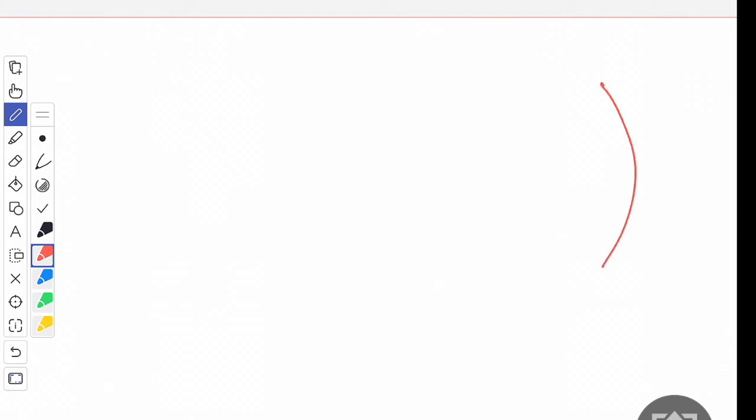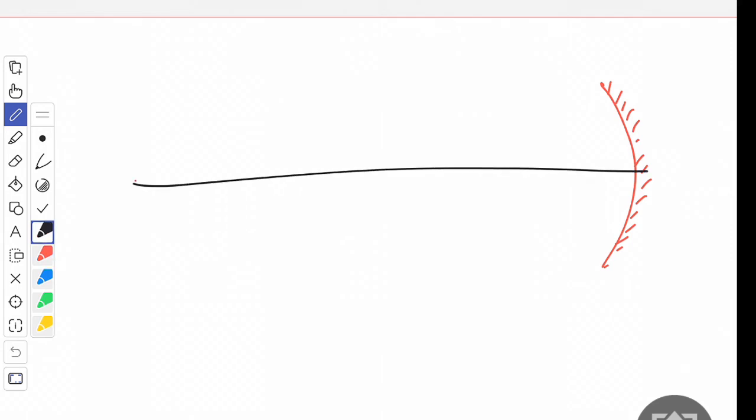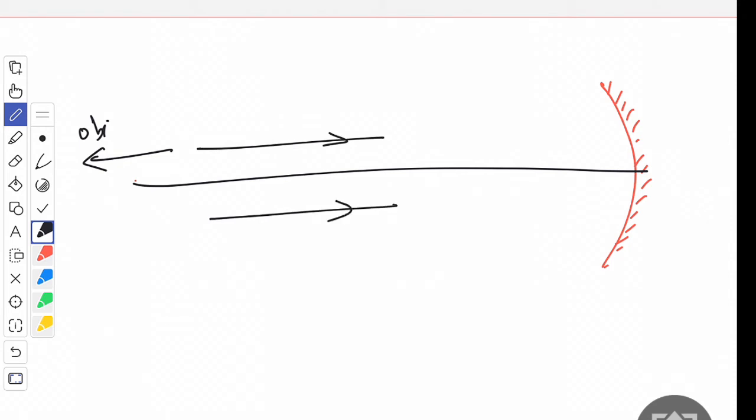So which means we can say that if I have, let's say, a concave mirror here, and the object is very, very far, and let's say this is your principal axis, then all the rays coming in are going to be parallel. This is the point that I want you to understand. Is this clear? Yes or no? Tell me so I can move forward.